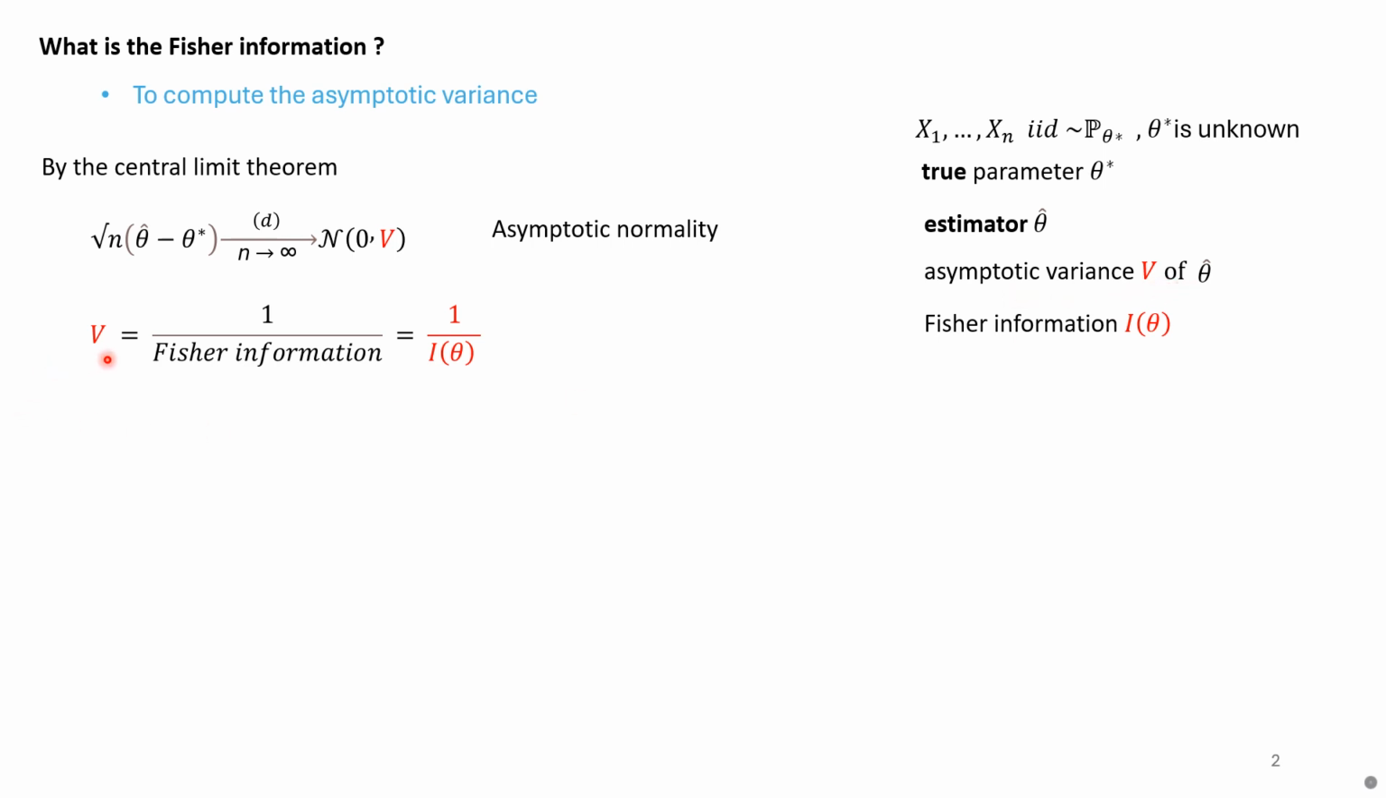Then this v equals 1 over Fisher information. So usually Fisher information is denoted by uppercase I of theta. So this is the relationship between the asymptotic variance and the Fisher information.